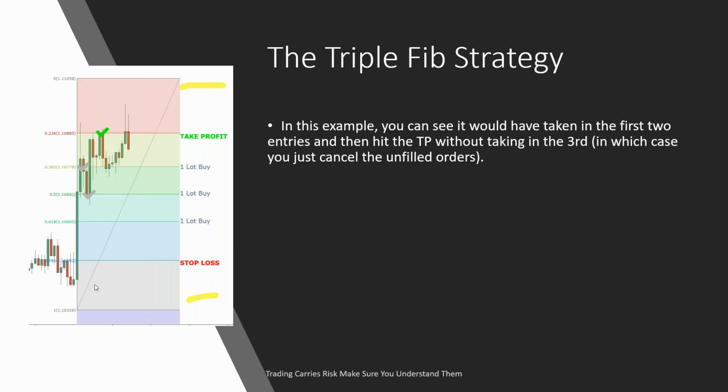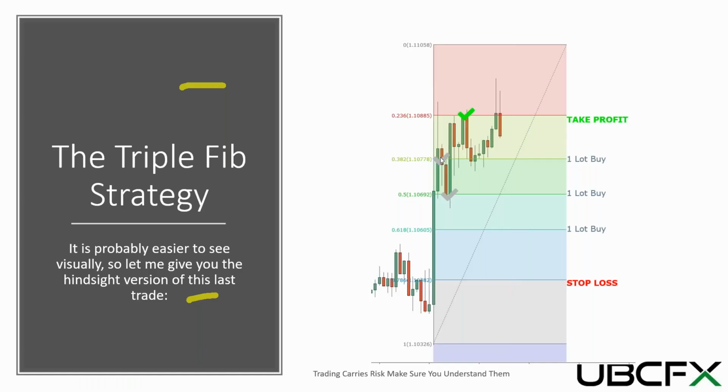So in this example, here we have the spike. We've set our fib line based on only the spike, not the trend line, but the spike. And then in this example, you can see that we have taken the first 2 entries and then hit the take profit without taking the 3rd position, because the price hadn't reached there, but we made the profit.